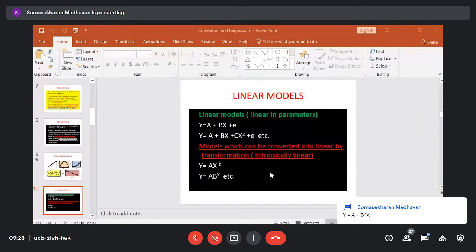I have given a relationship in the chat box. Y equal to a plus b raised to x. You can see that. It is not a linear relationship. It is a non-linear relationship, because you cannot transform that relationship into linear form. So this point is very important when constructing linear models or regression models.